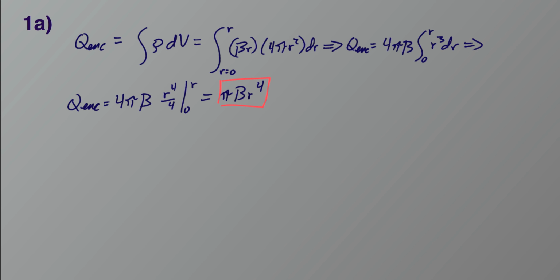So there's 1a part 1, and 1a part 2 says now we're going to do this for r between a and b. And in that case, between a and b, all the enclosed charge is still just at a. Anything between radius a and b doesn't add any extra charge. So if this is our answer for part 1, for part 2 our charge enclosed is just going to be the same thing, but instead of r, all we have to do is put our radius a, because that's the maximum radius of our plastic sphere. That's just going to be pi beta a to the 4th. And I think that covers us there for 1a.